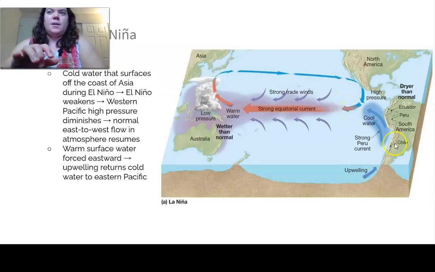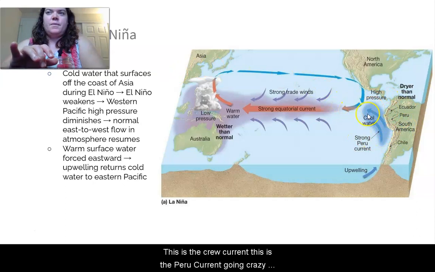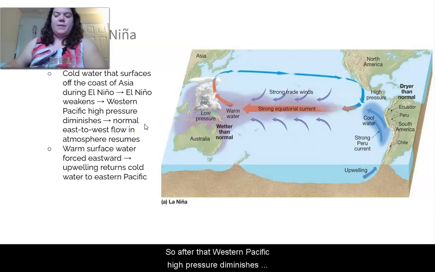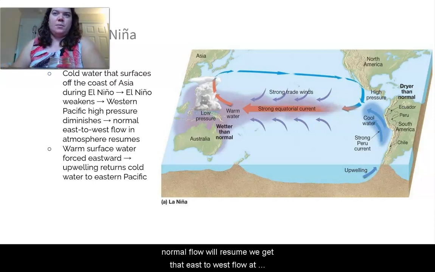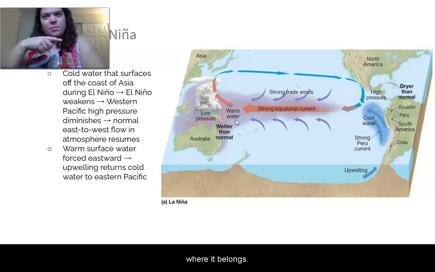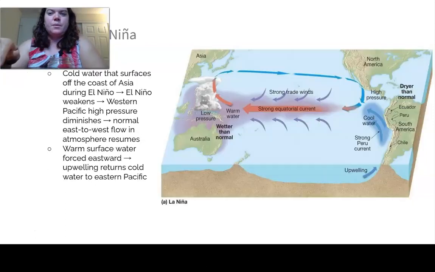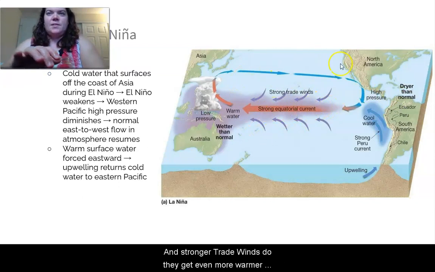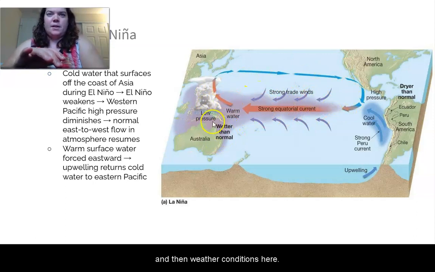So recall, this is the Peru Current. This is the Peru Current going crazy. This is what La Niña is. So after that Western Pacific high pressure diminishes, normal flow will resume. So we get that east to west flow at the tropics, and the warm surface water goes back where it belongs. And so we get a stronger equatorial current and stronger trade winds. So they get even more warmer and then wetter conditions here.